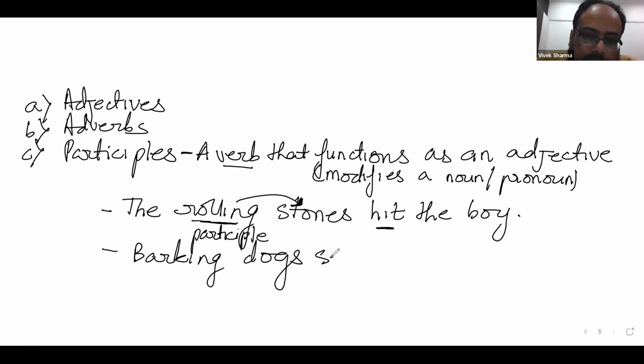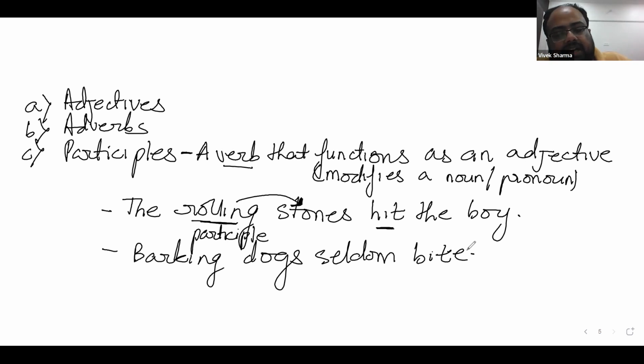Barking dogs seldom bite. What is the participle in this sentence? Anubi, correct. Anshul, correct. Tanya, correct. The participle in this sentence is barking. Ritik, correct. Which dogs seldom bite? Barking dogs seldom bite.